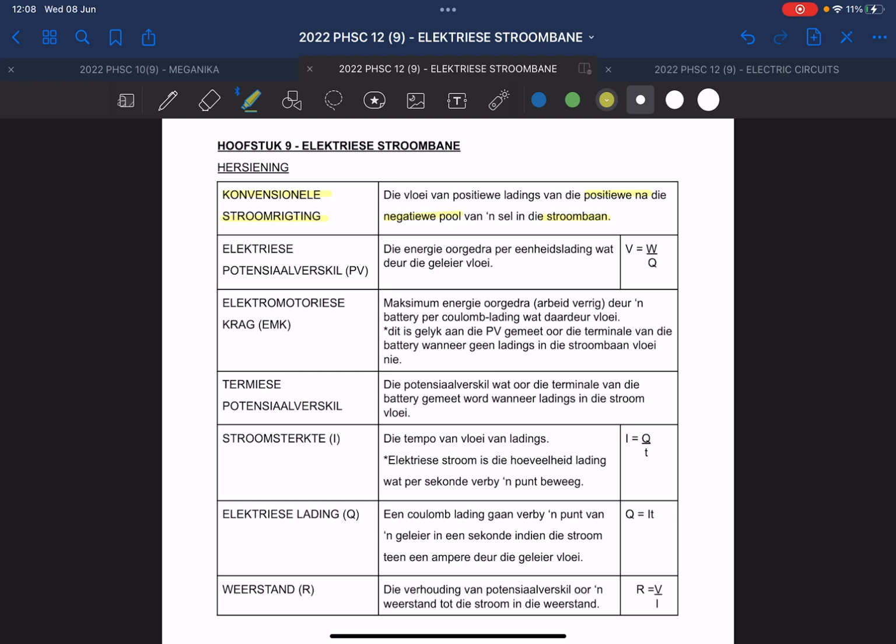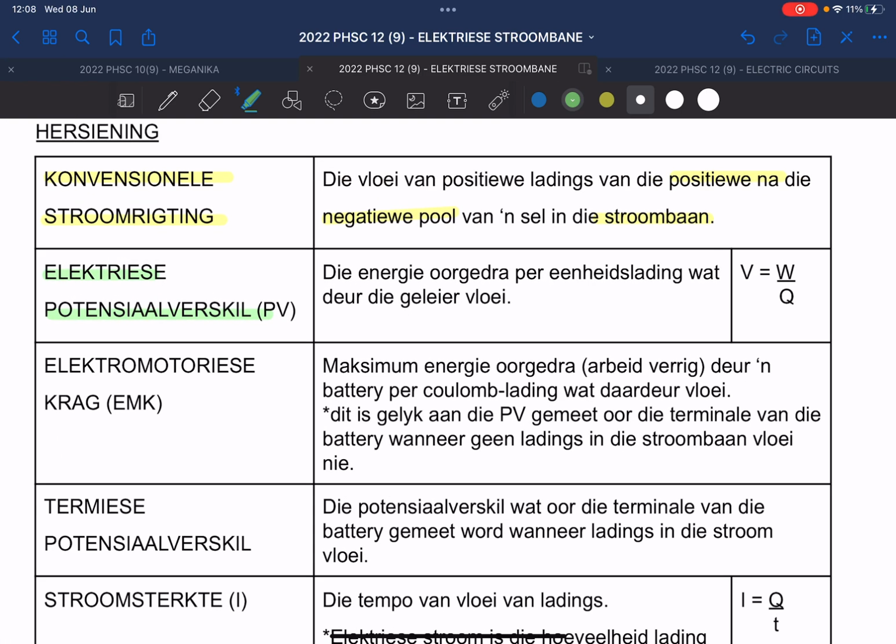Then elektriese potentiaalverskil, electrical potential difference. This is something that you did in grade 10. Okay, wat hulle nou en dan vra, they don't ask it that much, but they do ask it. Nou hierdie definisie, energie oorgedra, energy transferred per unit charge, kom van hierdie formule af. Okay?